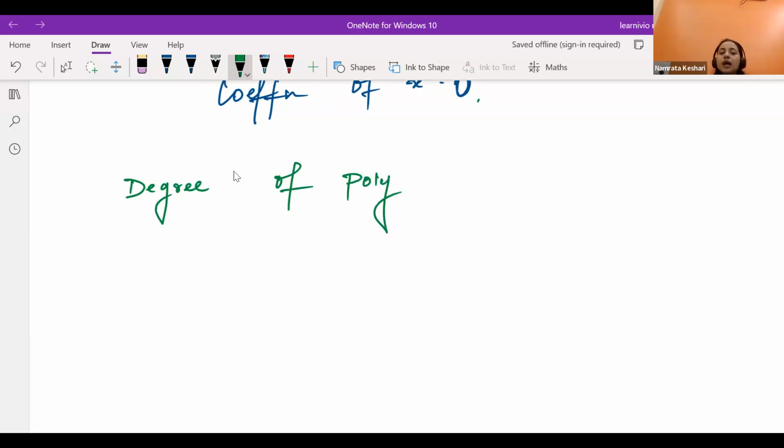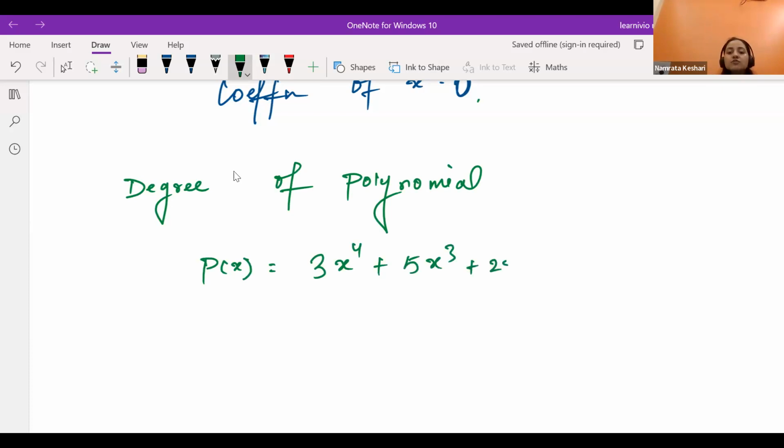The highest power of the variable is called the degree of the polynomial. For example, if we have 3x to the power 4 plus 5x cube plus 2x square plus 5, the degree will be the highest power of the variable, and here the highest power of the variable is 4. So this polynomial's degree is 4.